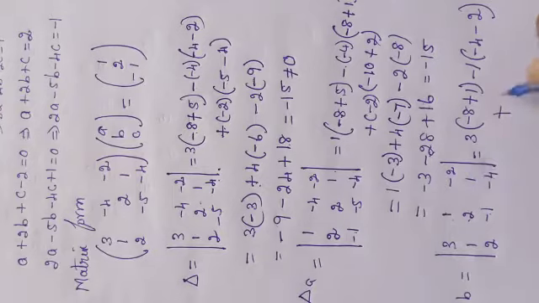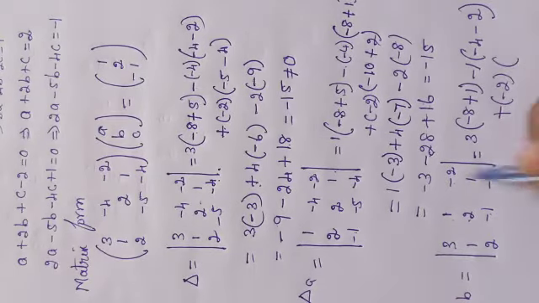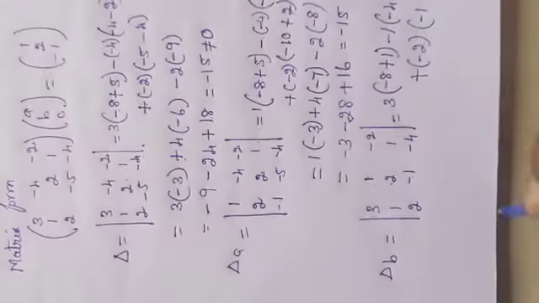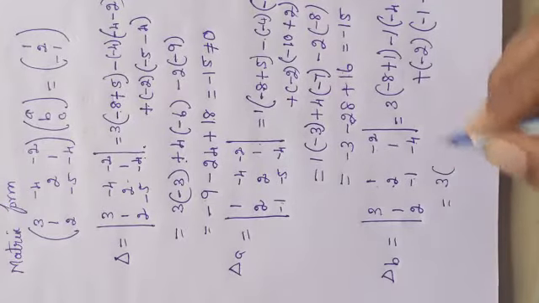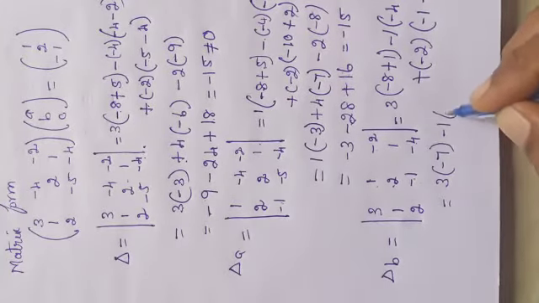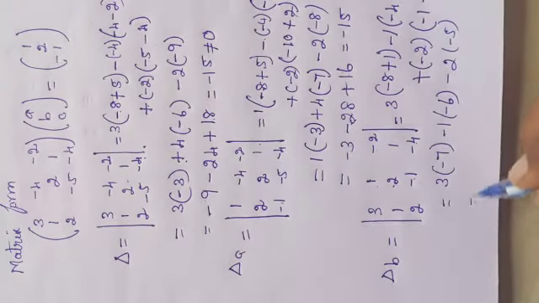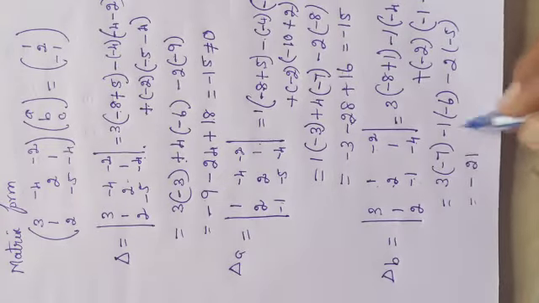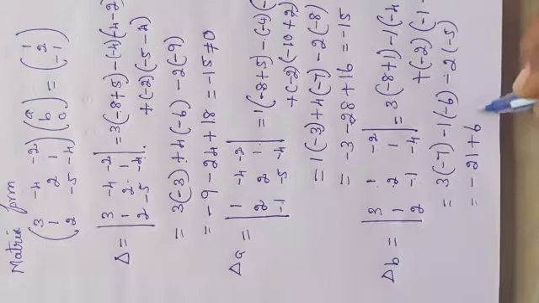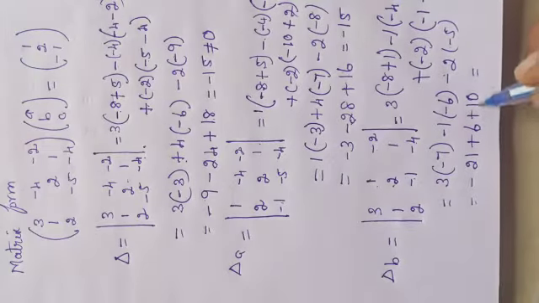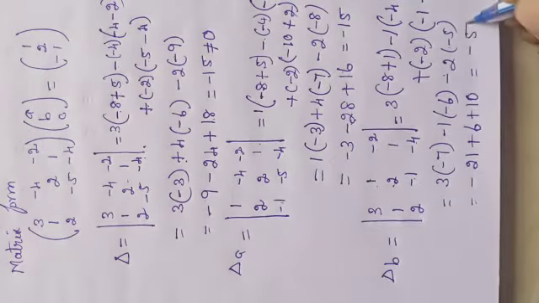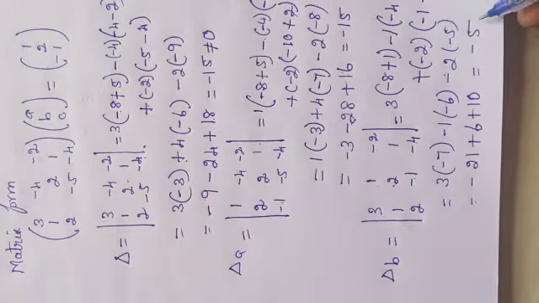Then plus, but here we have minus 2, put it inside the bracket. 1 into minus 1, minus 2 into 2 is 4. Simplify it. So 3 into minus 7, minus 1 into minus 6, minus 2 into minus 5. So we may get 3 into minus 7, minus 21, plus 6, minus into minus, plus 10. So 16 minus 21, minus 5. So far we found out delta, delta A, delta B. Now we have to find out what is delta C.